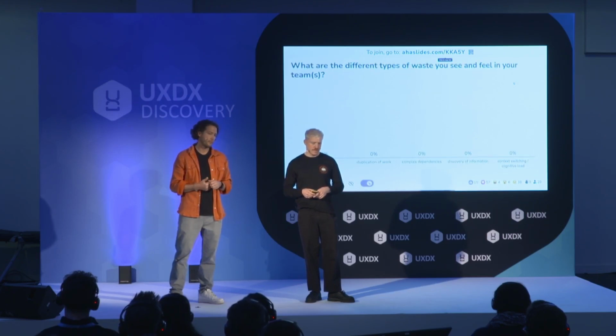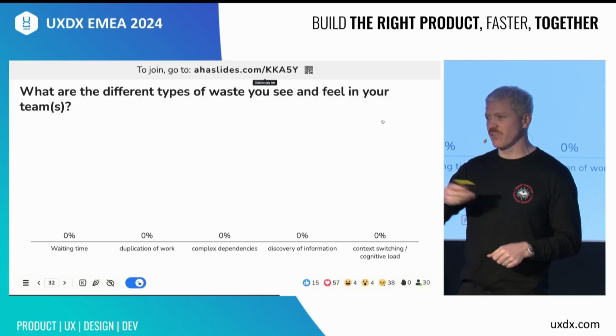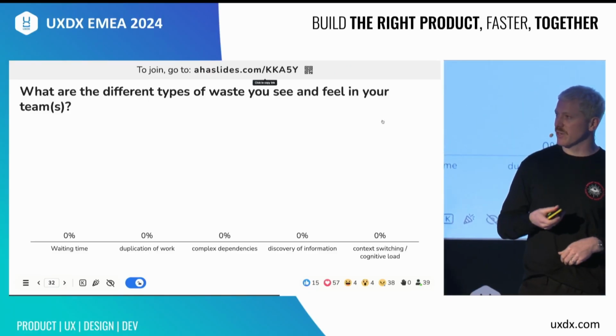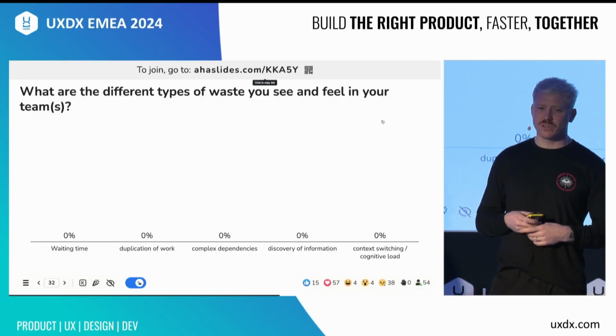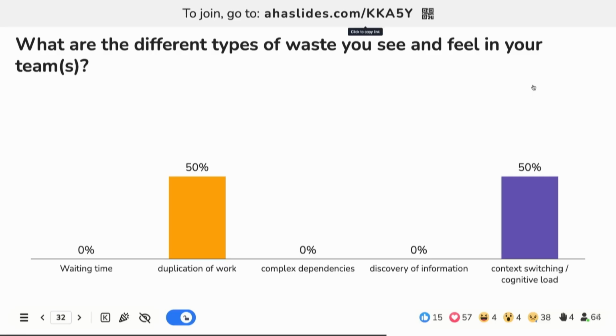Yeah. So what are the different types of waste you see and feel in your teams? And so let's focus on engineering teams, but I know that we've got a good spread of folks as well. So product teams, yeah. Product teams in general. So I'd love to get your input on this one.